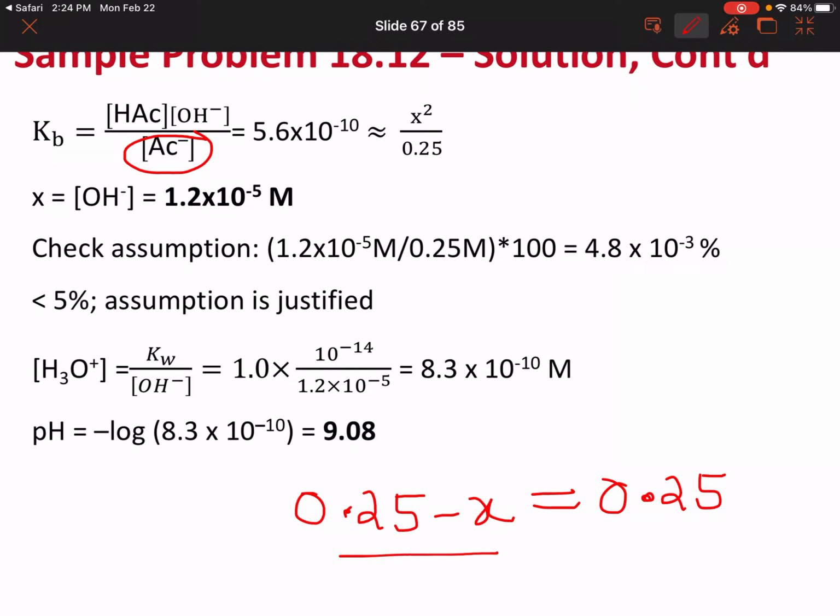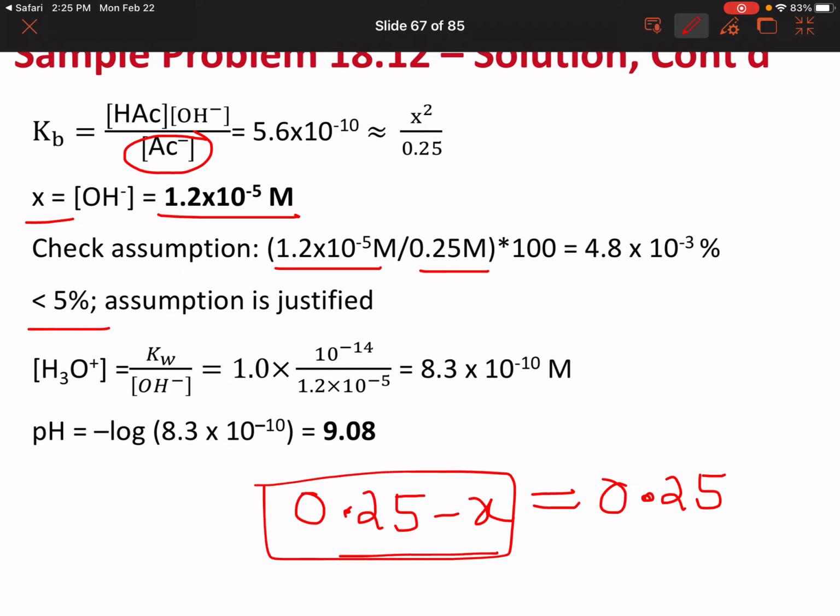So we found x. So how do you check the assumption? You take the x amount, which is this amount, and then you divide it by the initial concentration 0.25. If it is greater than 5%, we cannot use this assumption. Since it's 4.8 times 10 to the negative 3, you can use the assumption and we are fine. Okay, so the 5% assumption is justified.